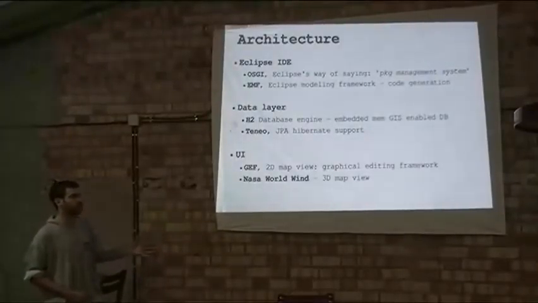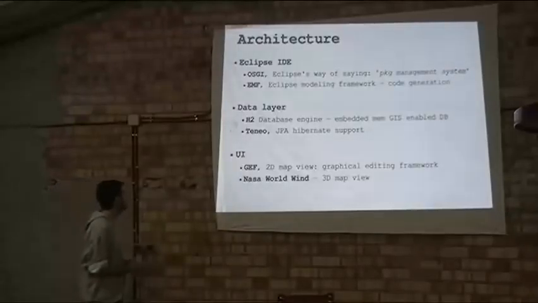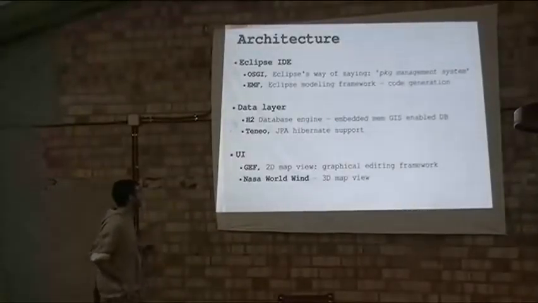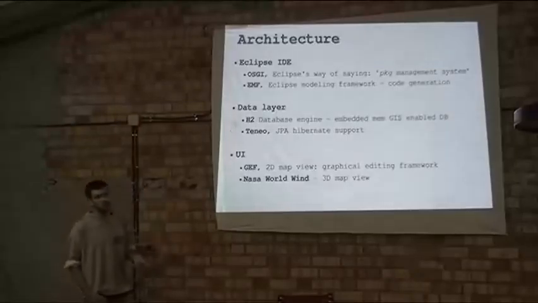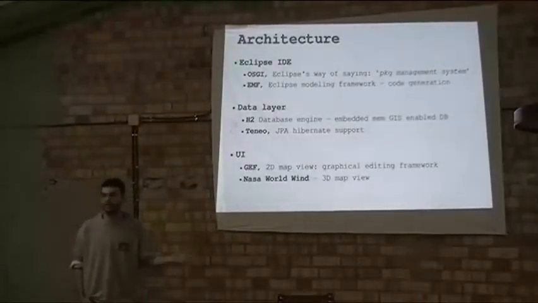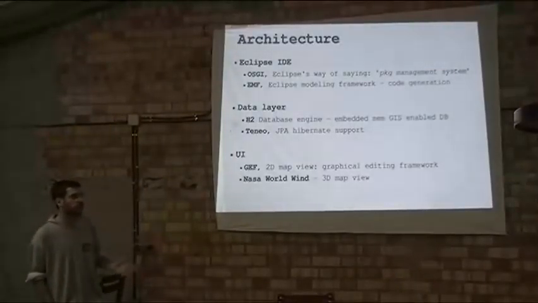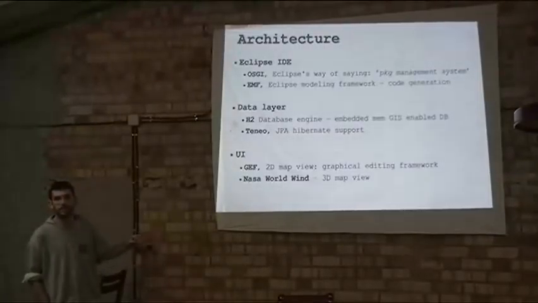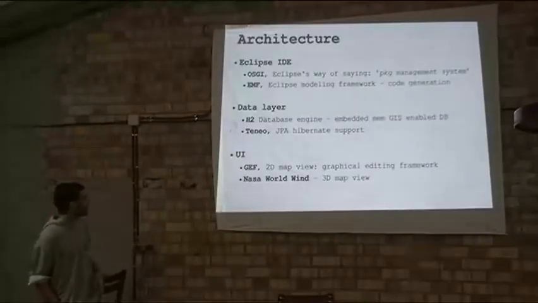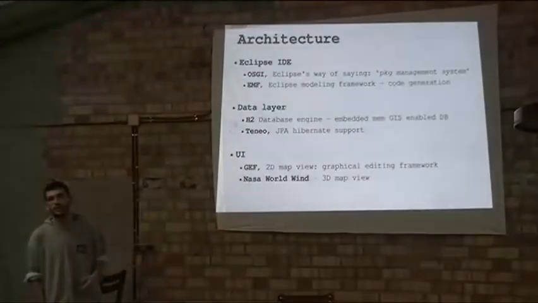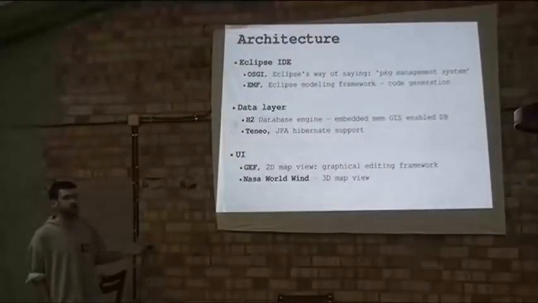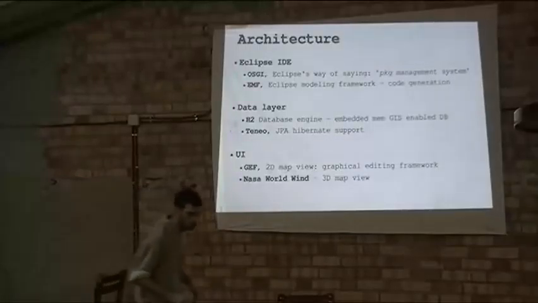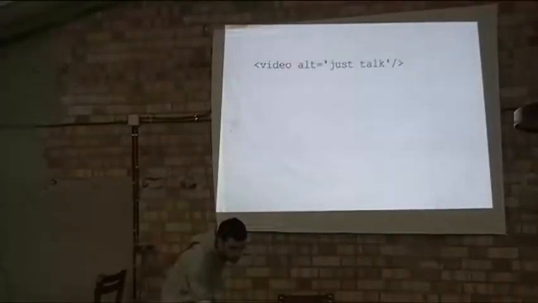Okay, now the UI layer currently uses something that's called GEF. It's also an Eclipse framework, called the Graphical Editing Framework. And everything 2D in the map is basically built on top of that. And something else that I just started to work on is the integration with the NASA WorldWind project. So maybe I'll just show.